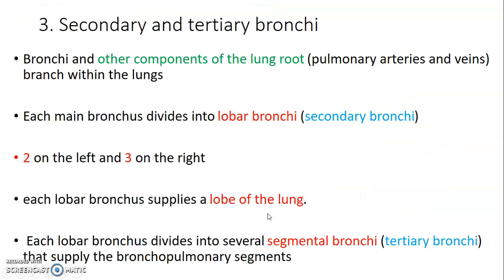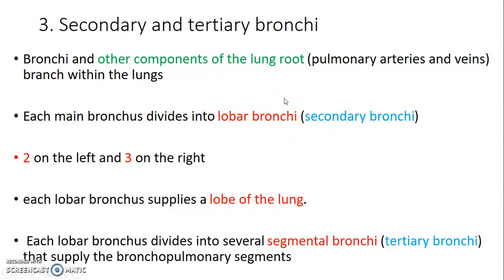Bronchi, you move to the secondary, then to the tertiary bronchi. So the bronchi and other roots of the lung, they branch within the lung. Together with the pulmonary arteries and veins at the root of the lung, the bronchi will branch within the lung to form secondary and tertiary bronchi. And the secondary are what supply a lobe of the lung.